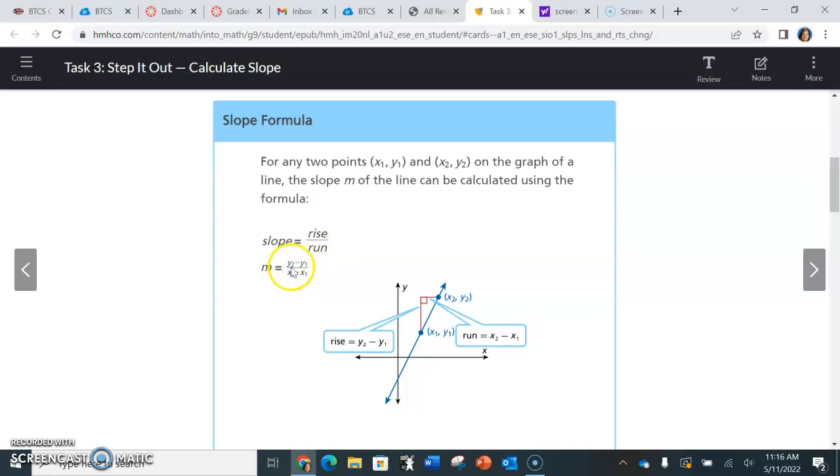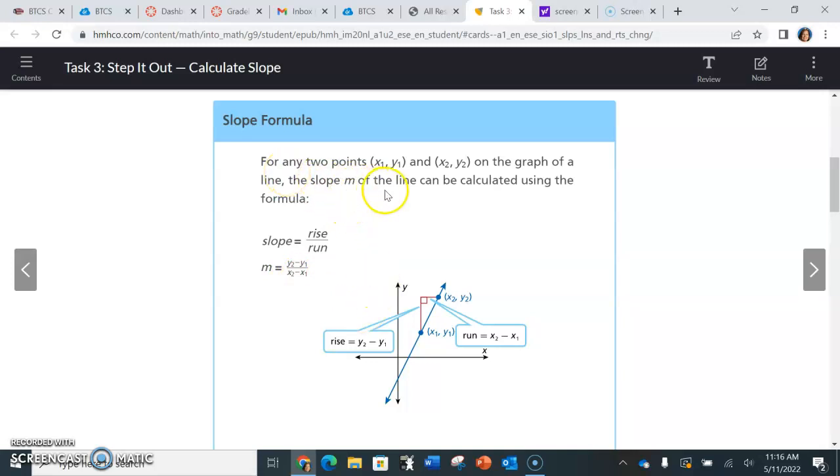Now it does make a difference that your points are entered in the same order. So that means if you do y2 minus y1, you have to do x2 minus x1. If you do y1 minus y2, then you have to do x1 minus x2. So you'd have to use the same order for the ordered pairs.